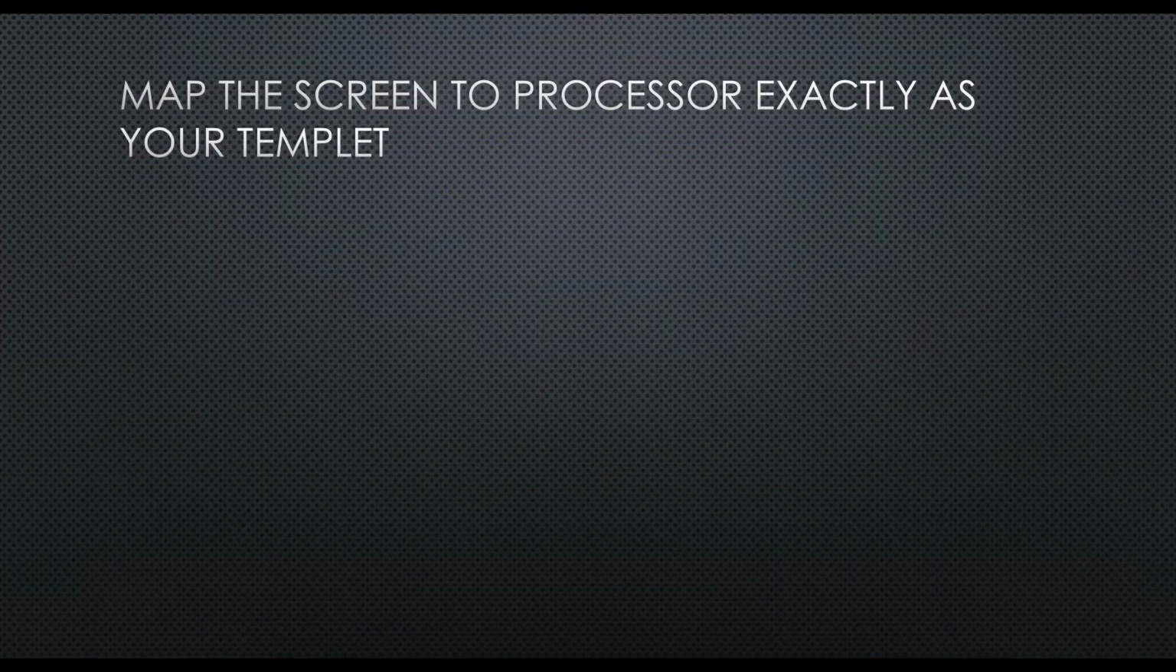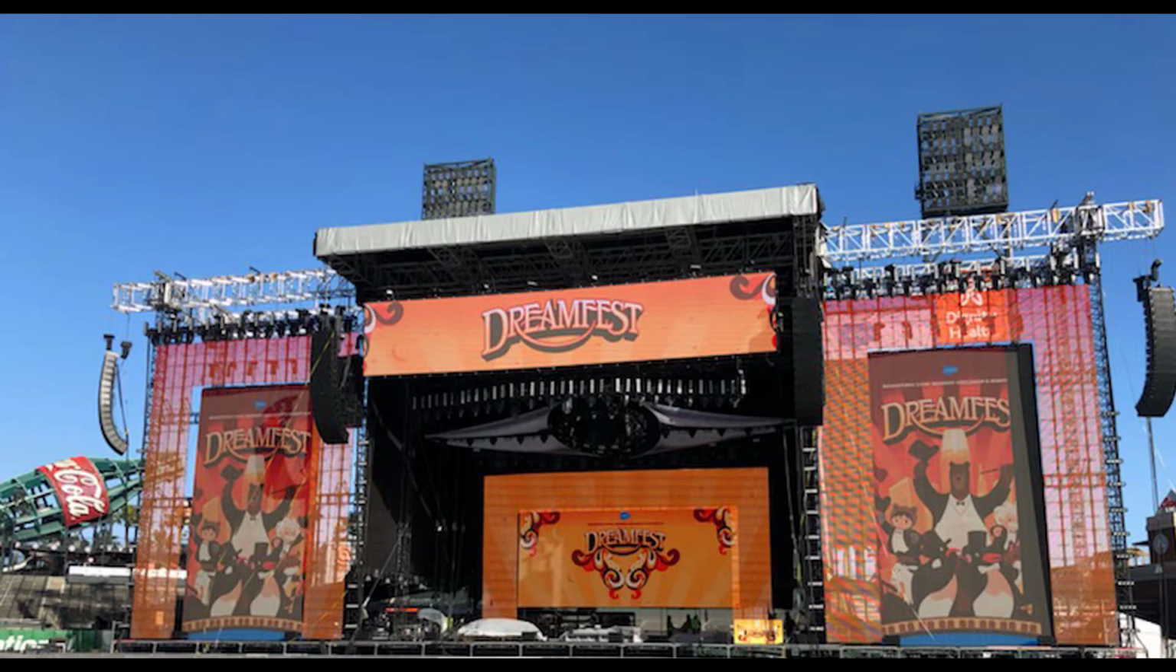So now let's take a look at this. Map the screen to the processor exactly as your template, and this is what you get. This is one of the stages we've done at Dreamfest in San Francisco last year. And you can see the Vanish 25 is a blow-through product, which is a see-through product all the way around the actual CB8 product.